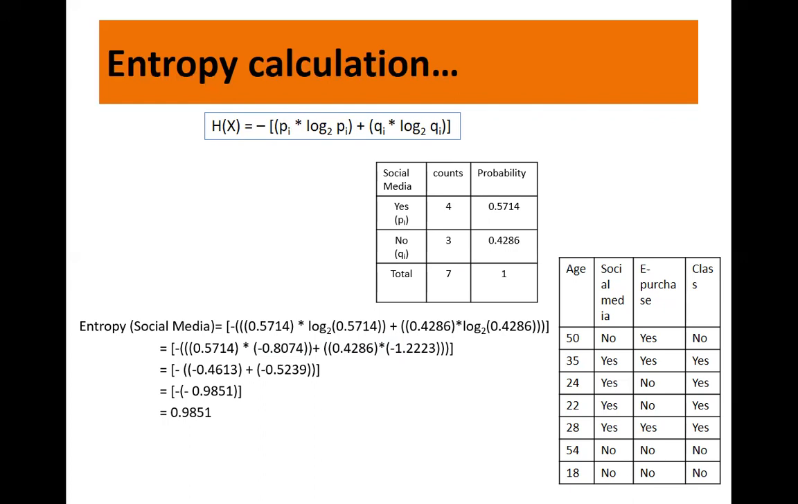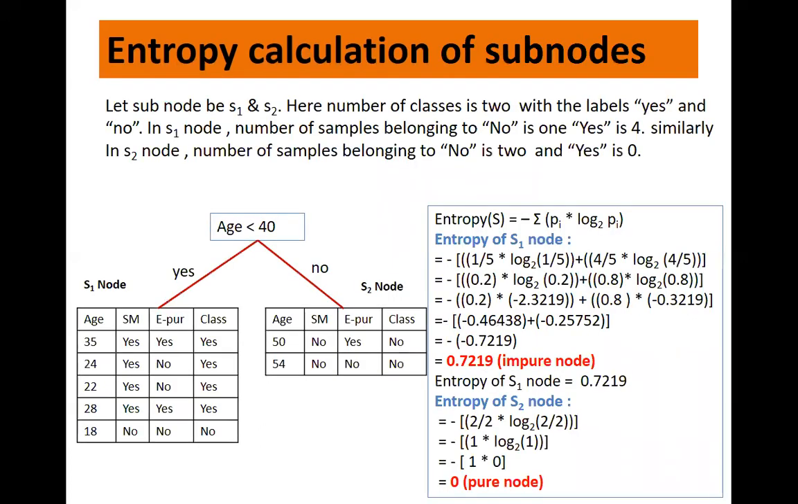Now let's calculate the entropy of the subnodes. These are the attributes we have calculated. Now after splitting, we get the subnodes. So let us calculate the entropy of the subnodes. Now let's calculate the entropy of node S1 and S2.